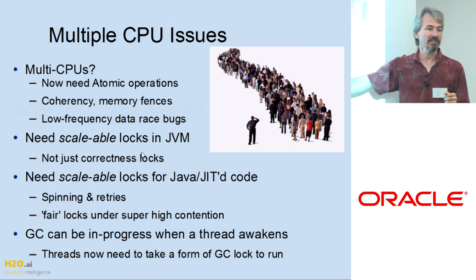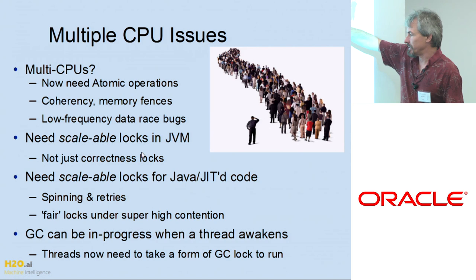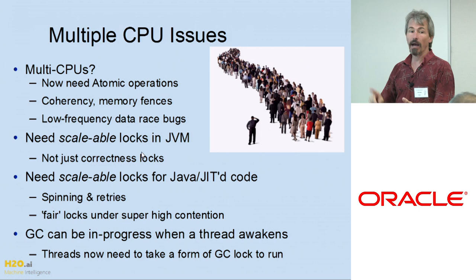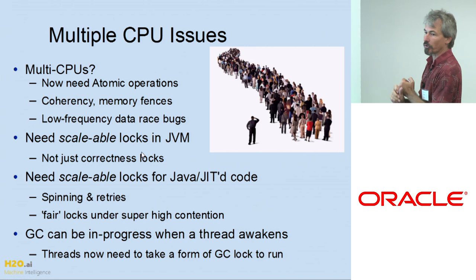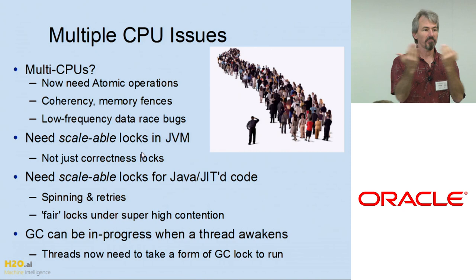So these make the locks much more complicated than what would happen if you just did the obvious thing here. You have to work hard to make these work well. GC can be in progress when a thread awakens from a lock or native code. Therefore, the threads need to take some form of a GC lock in order to run. As they come out of the native code or the locking idiom, maybe their stack is in the middle of being rewritten by GC, so they have to have a GC lock before they're allowed to run. There's some atomic operation that's competing with the GC that has to happen before they can go.